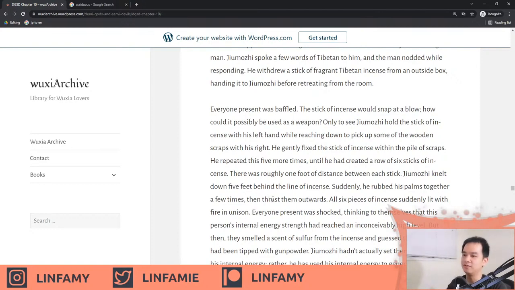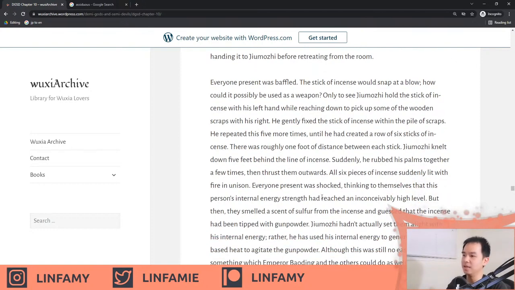Jiumozu knelt down 5 feet behind the line of incense. Suddenly, he rubbed his palms together a few times, then thrust them outwards. All 6 pieces of incense suddenly lit with fire in unison. Everyone present was shocked, thinking to themselves that this person's internal energy strength had reached an inconceivably high level. But then they smelled a scent of sulfur from the incense, and guessed that the incense had been tipped with gunpowder. Oh. It's gunpowder incense.